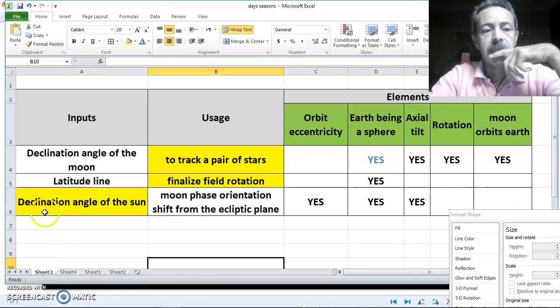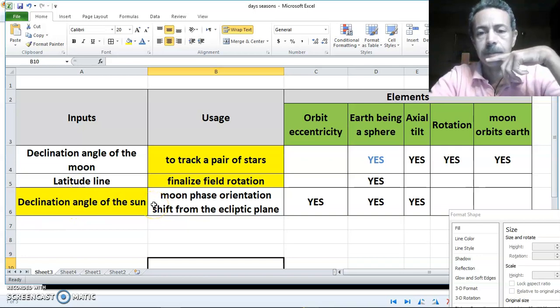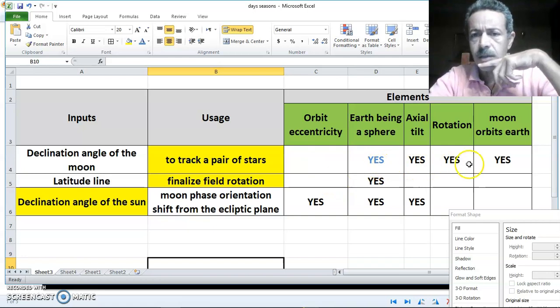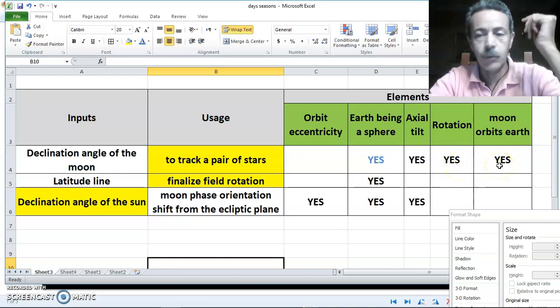The last one is the declination angle of the sun. I think I didn't really stress these points for the declination angle of the moon or the action of tracking a pair of stars. This was so clear from the previous video: we need the axial tilt, we need the Earth rotation, and of course because we're looking for the moon, we need the Earth orbit.